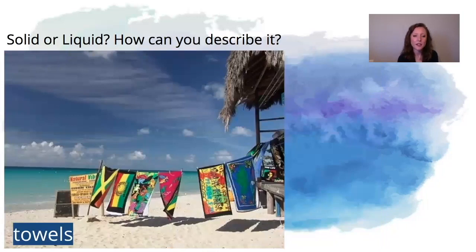Now in this picture, you see some towels. They're hanging on a line. Are towels a solid or are they a liquid? I hope you said they are a solid. Now use your five senses to describe those towels. What do you notice? Do you notice they're different colors? They're different designs and patterns?